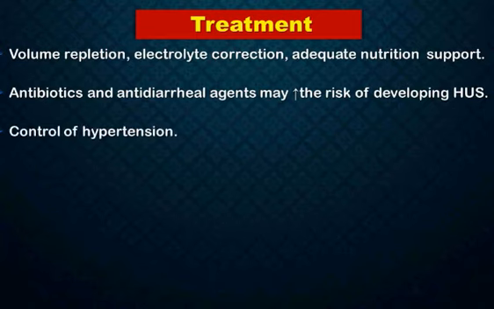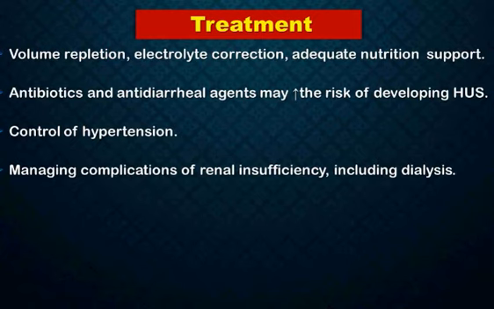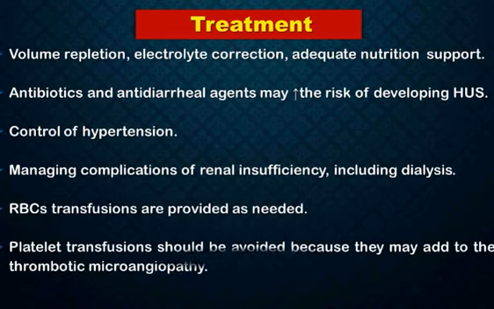Control of hypertension, of course, by salt and water and fluid restriction or by the antihypertensive agent. Managing of the complication of renal insufficiency, we can go to dialysis if there is no response. And if the patient has severe anemia, so we can replace him with packed RBC transfusion if needed. And platelet transfusion should be avoided.